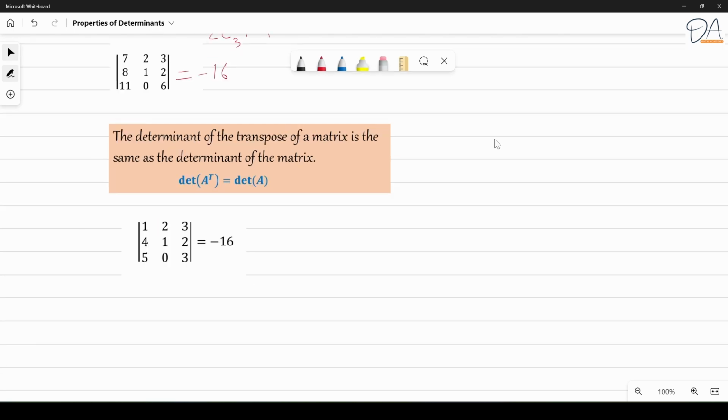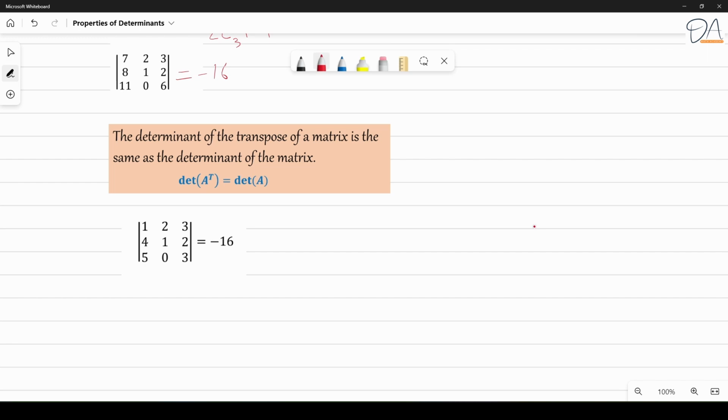Next property: the determinant of the transpose of a matrix is the same as the determinant of the matrix itself. In other words, transposing a matrix does not change the value of the determinant. So here again, we are starting with the same determinant that we used in the previous examples. We already know that this is the value of the determinant. What this property is saying is that if you take the transpose, the determinant remains the same.